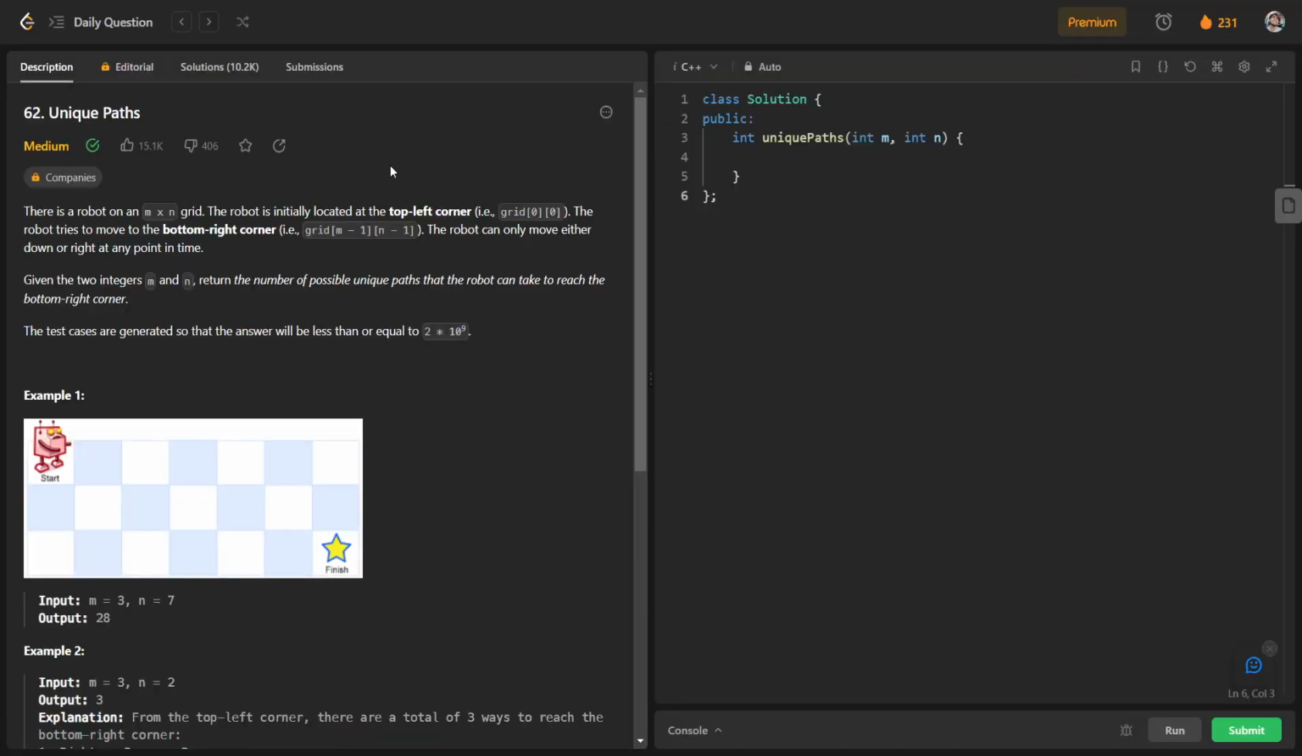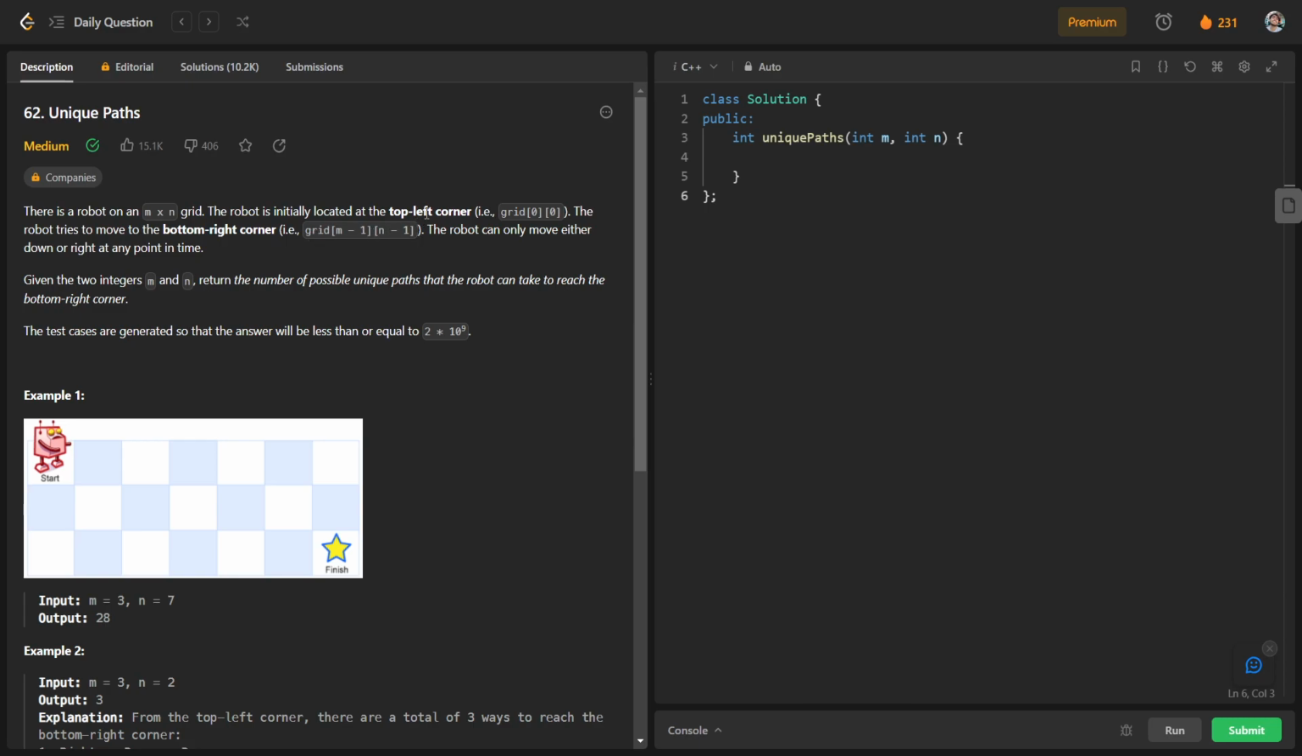This is our today's question on LeetCode, and this question is basically the daily challenge on 3rd September, and the question is Unique Paths. So we will read this question and try to figure out how we can solve it. There is a robot on an M cross N grid, and the robot is initially located at the top left corner, that is grid of 0, 0, and the robot tries to move to the bottom right corner, that is grid of M minus 1, N minus 1.